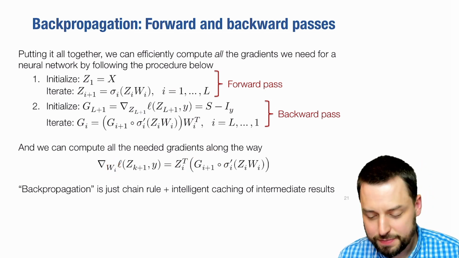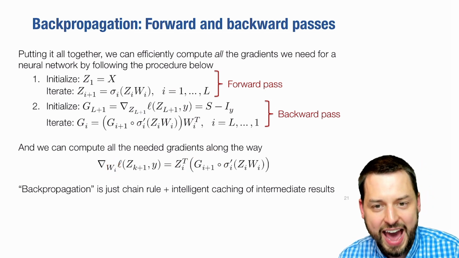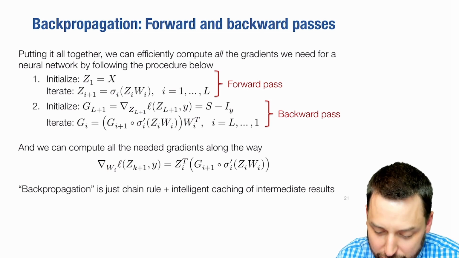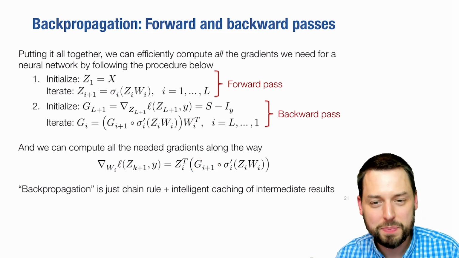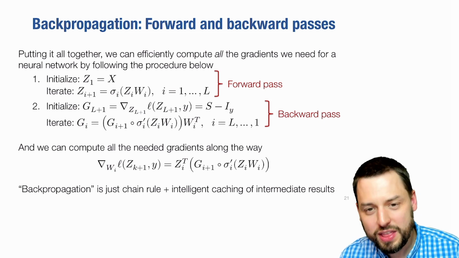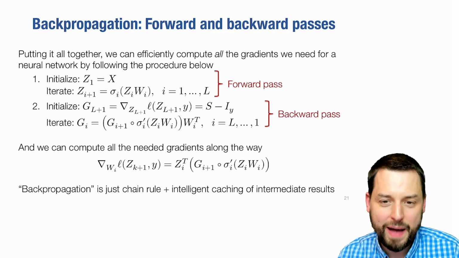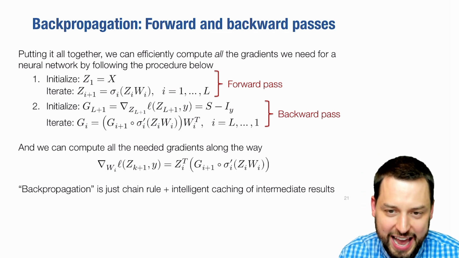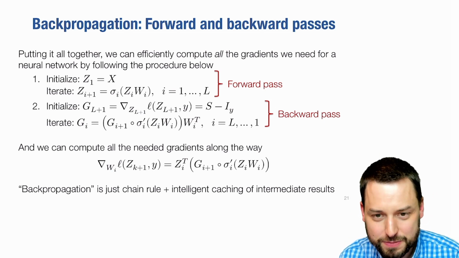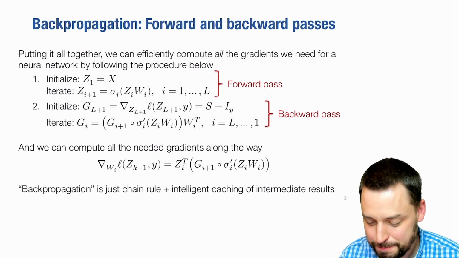But to do that, we need to cache things along the way. We need to compute these gi terms to reuse them; we're not going to form them from scratch. And so in some broader sense, all backpropagation is just the chain rule and intelligent caching of the intermediate results. And that's what backpropagation is.